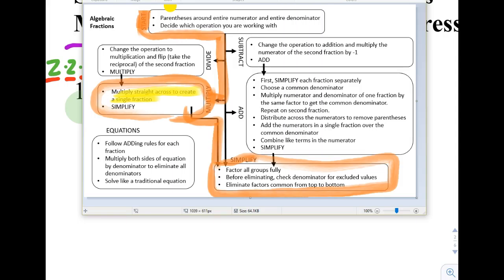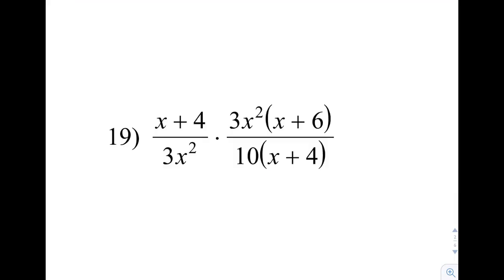And then finally it says eliminate factors top to bottom. We skipped ahead and did that, giving us our final answer, 16m squared over 21. Let's look at something that's a little bit more complicated now. We're going to go with this problem here.